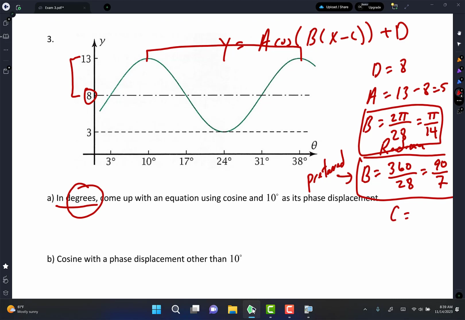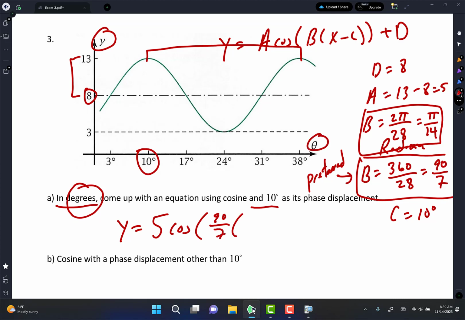The C. The C I'm going to use, well, it says use 10. So I'm going to use 10. And there it is, guys. So I got everything. Y equals, because it says Y. And let's see, the amplitude is 5. Cosine parenthesis 90 over 7. And I guess technically I should be using theta minus 10 degrees, close, plus 8. But it's okay if you use the letter X. And that's it.